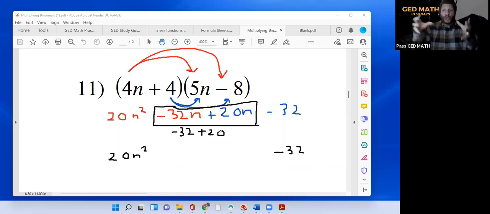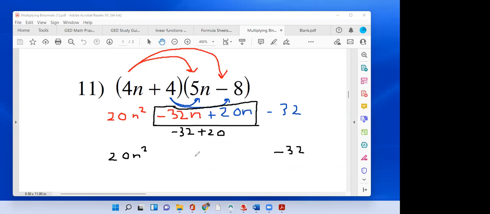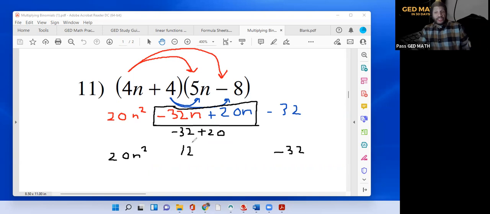No, they're different signs. What's 32 minus 20? It's 12. And the largest digit is 32, and that has a negative, so it's negative 12. Remember, we only look at the coefficients when we combine like terms. So we have to keep that variable. We don't lose the variable.